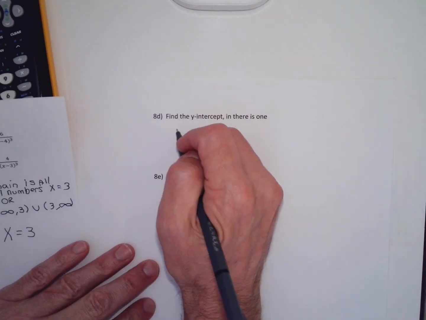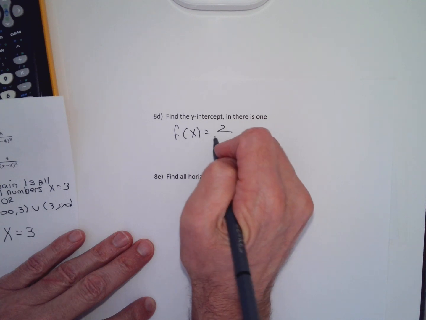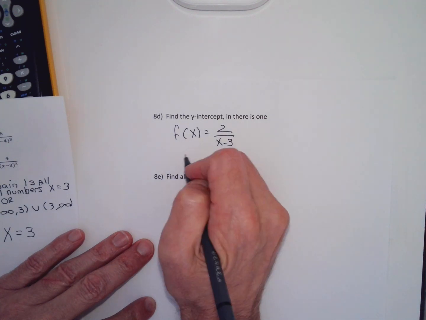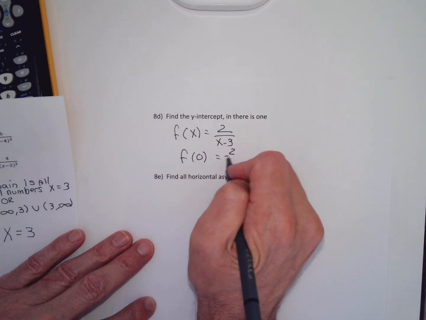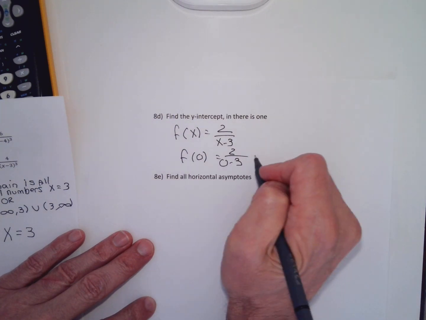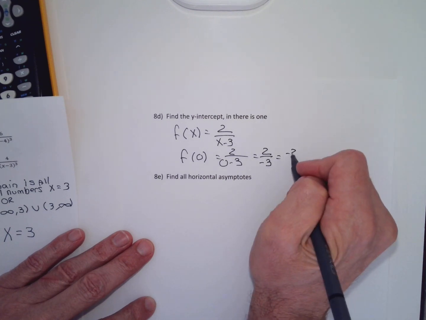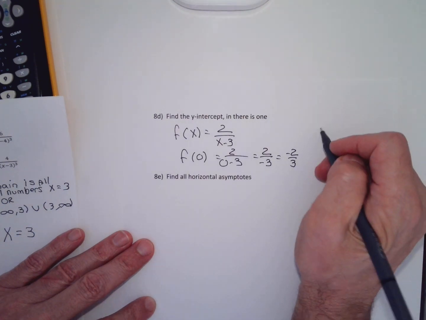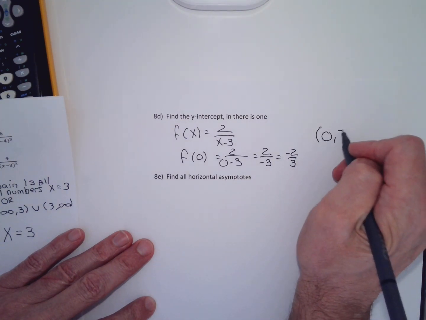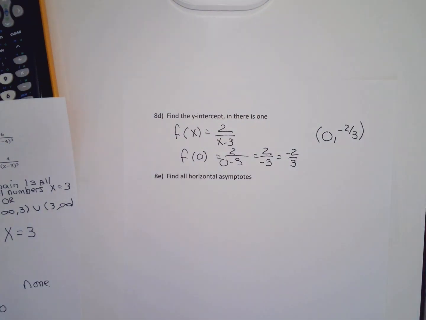Let's move on and find the y-intercept. The function is f of x equals 2 over x minus 3. To find the y-intercept, you plug in 0 for x. This will give me 2 over 0 minus 3, which is 2 over negative 3, which I'd probably write as negative 2/3. It looks weird to have the negative in the denominator. And for y-intercepts, the x part is always 0.